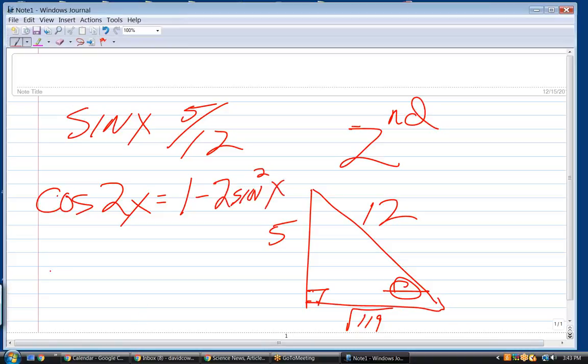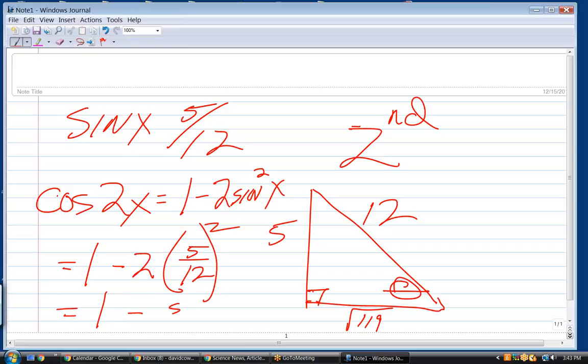So, oh yeah. So it's 1 minus 2 sine squared, and sine squared is 5/12 squared. Okay. So it's equal to 1 minus 50/12. Yuck. Okay. Don't like that answer. What's wrong with that answer?